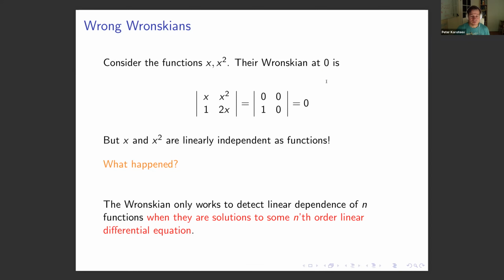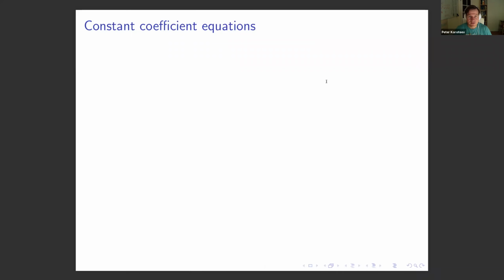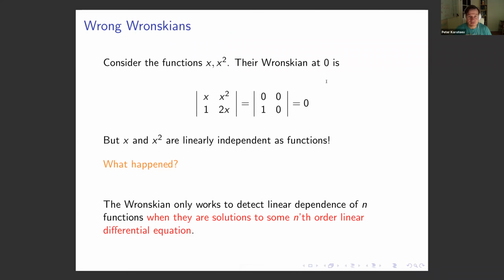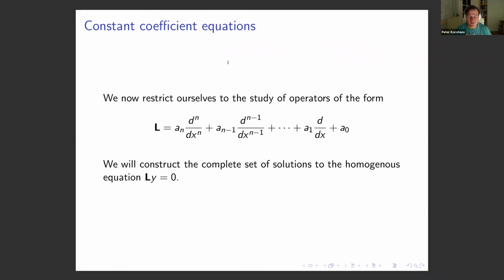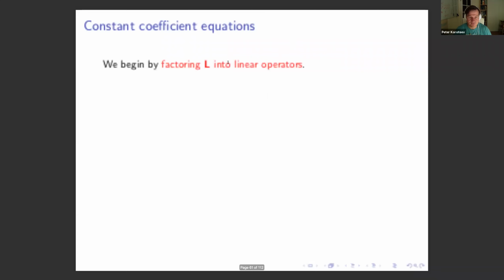Well, as was mentioned before, the Wronskian only works when these functions are solutions of some degree n linear differential equation, right? But it is hard to find an equation with these two solutions. So now let's restrict ourselves to the study of operators of the form like this, and let's talk about homogeneous equations, so Ly is equal to 0.